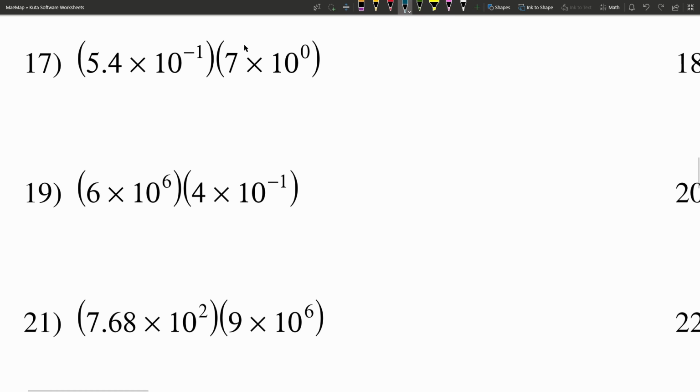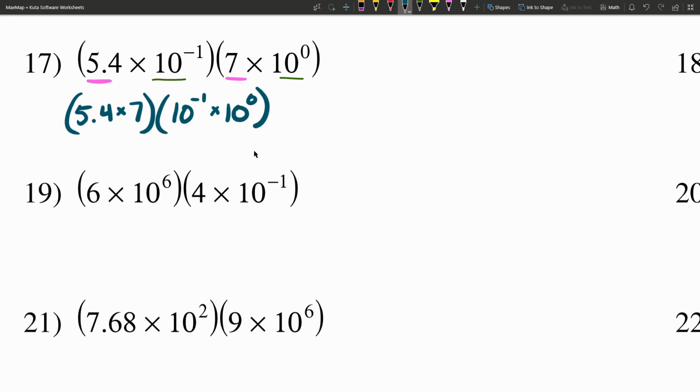Now remember, these are all multiplied together. So because everything's multiplied together, I'm going to make this easier on myself. I'm going to multiply my numbers of the same bases together, and I'm going to multiply my other decimal numbers together. So 5.4 times 7 will get multiplied by 10 to the negative first times 10 to the 0. Remember, when I'm multiplying numbers of the same base, I add those exponents.